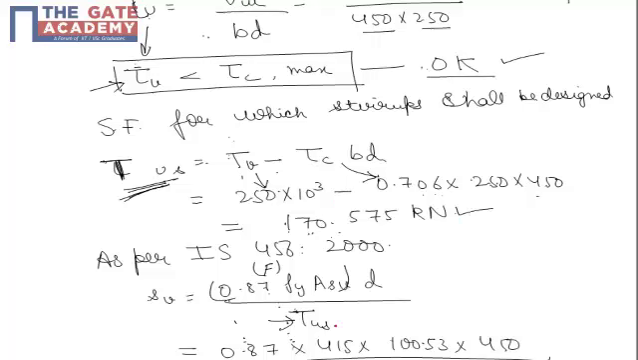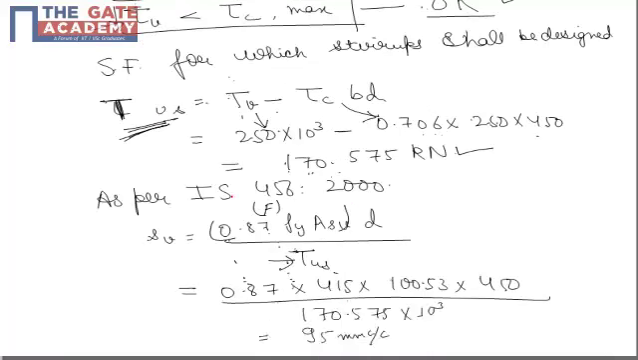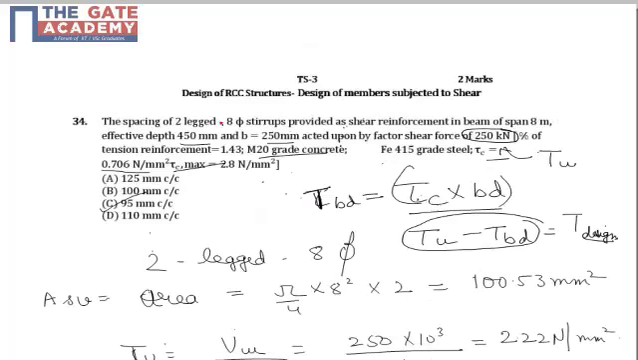Simply by substituting the values, Fy as 415, Asv is 100.53, which comes out as 2 into pi by 4 into 8 square, into the depth of the section, which is given as 450, divided by Vus, that is 170.575 into 10 to the power 3. So the answer comes out as 95 mm center to center, and C represents the best and closest choice for that. Thank you.